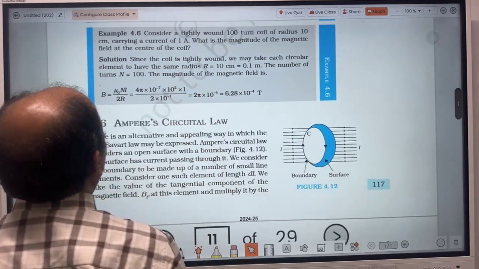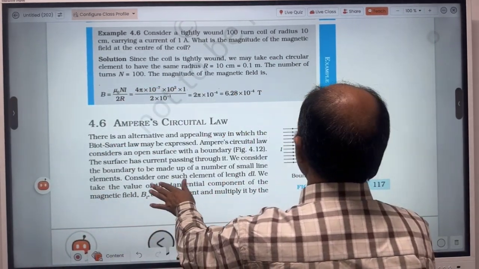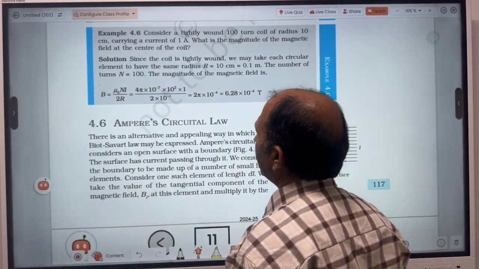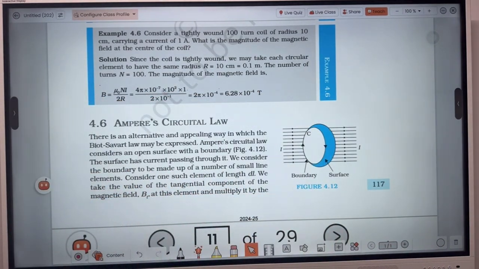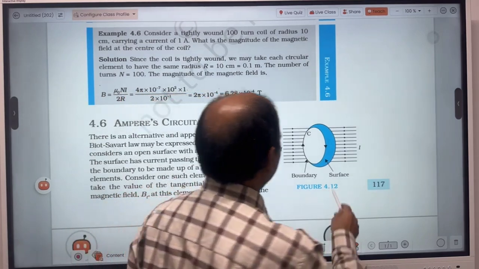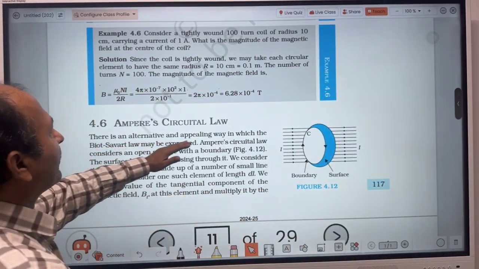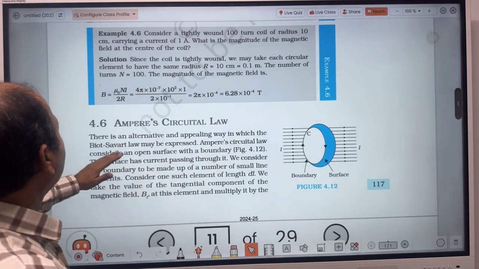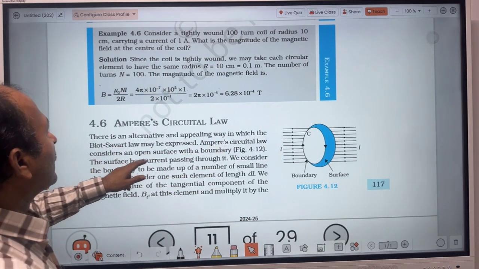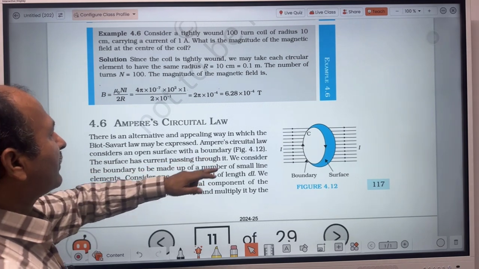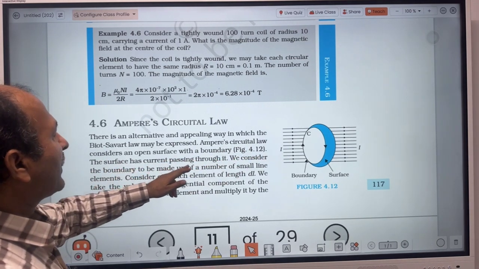Now let's consider Ampere circuital law. Ampere circuital law is used to find magnetic field due to current element. Here, if you read it, there is an alternative and appealing way in which the Biot-Savart law may be expressed. Ampere circuital law considers an open surface with a boundary. Figure is shown. Now, the surface has current passing through it.